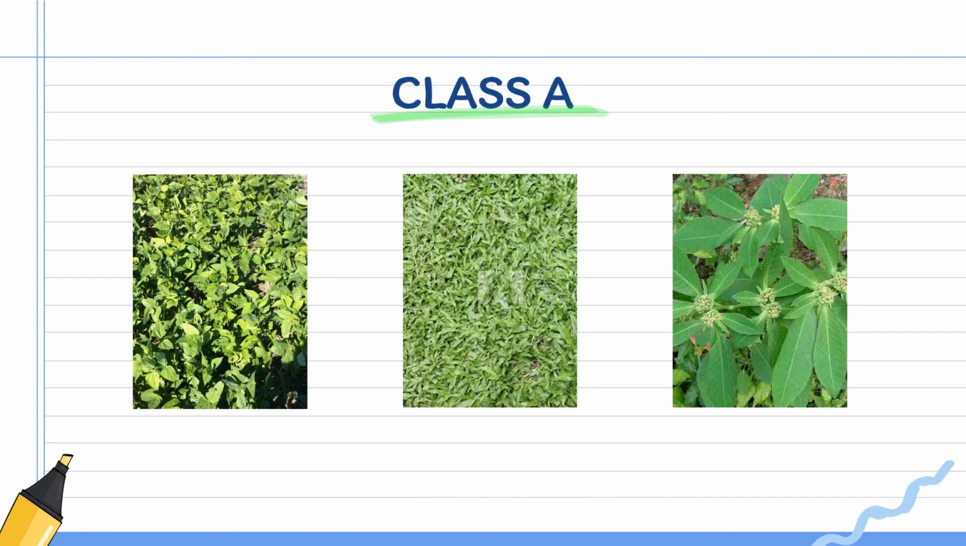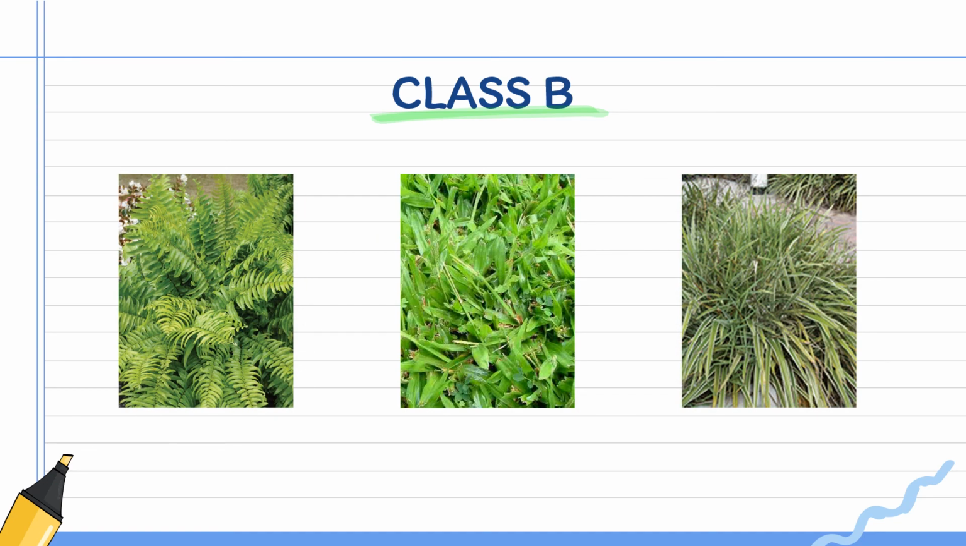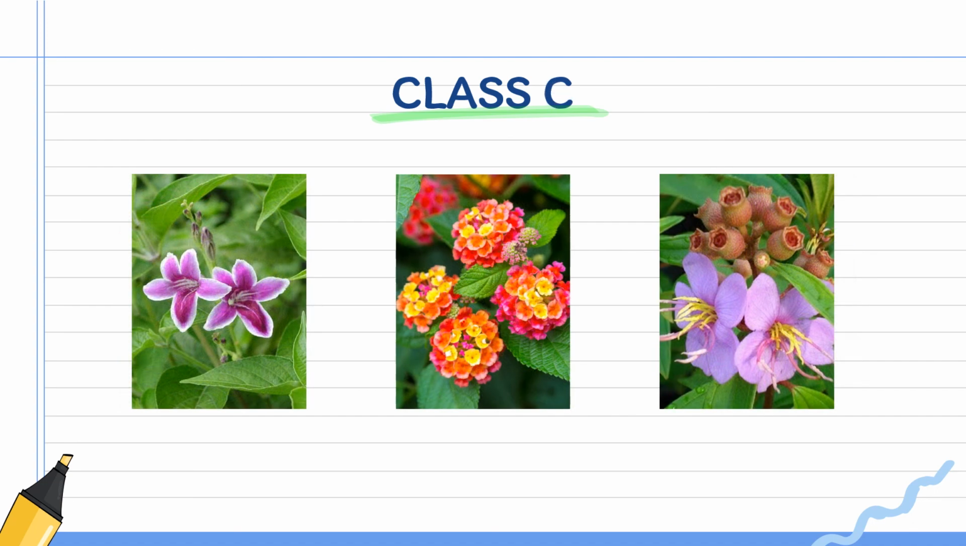So this is a weed type of Class A, a weed type of Class B, and a weed type of Class C.